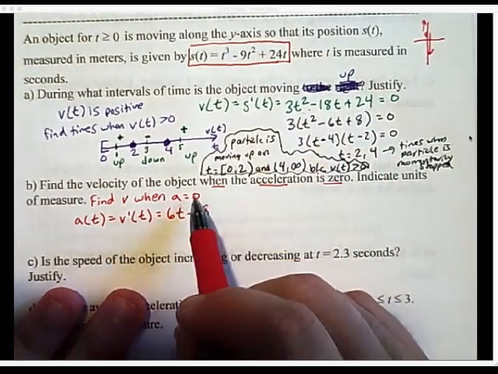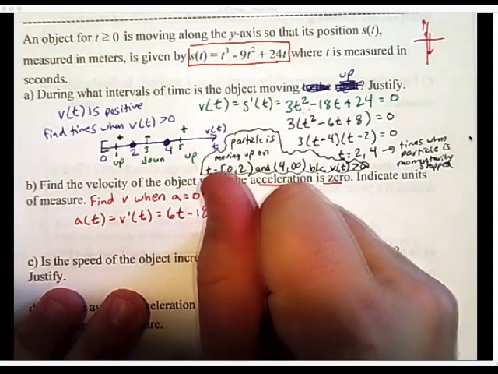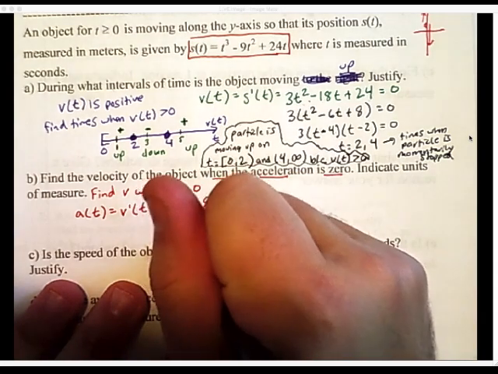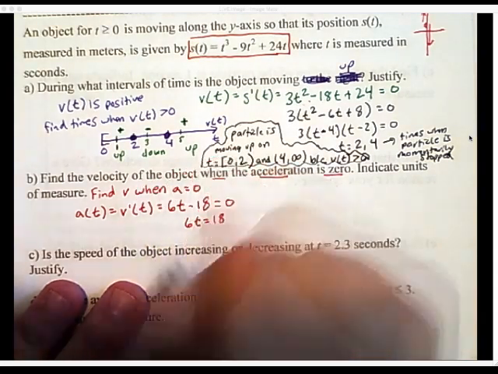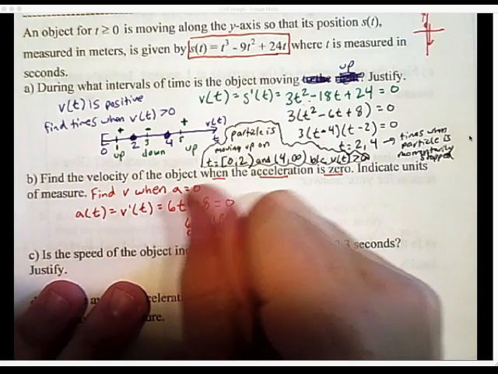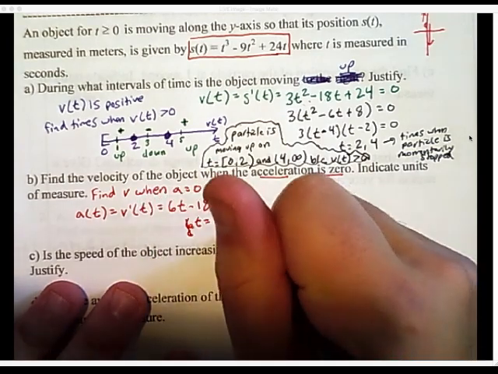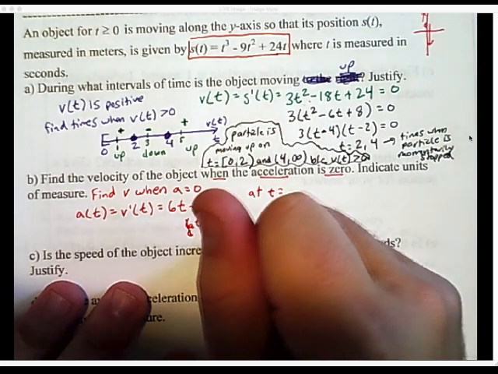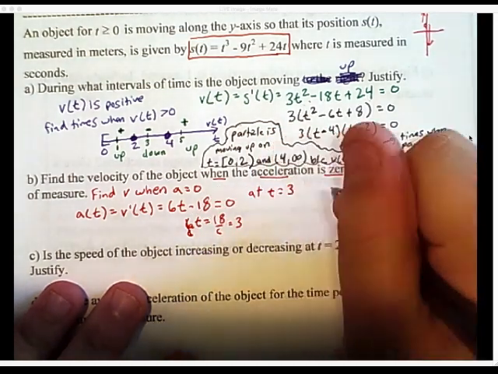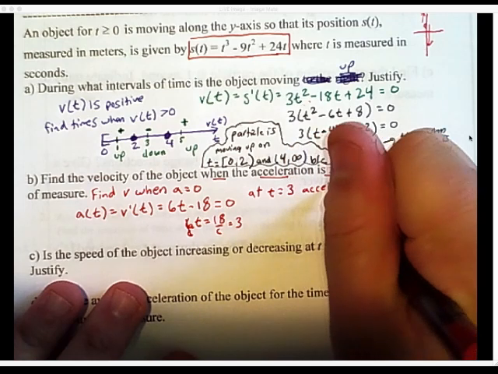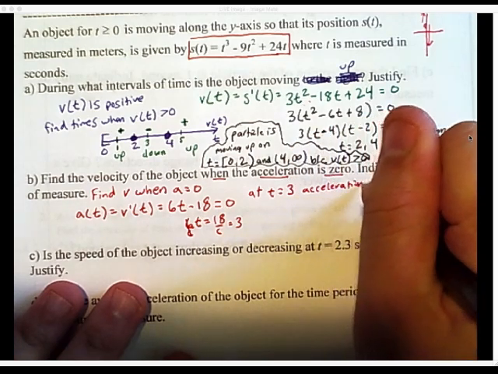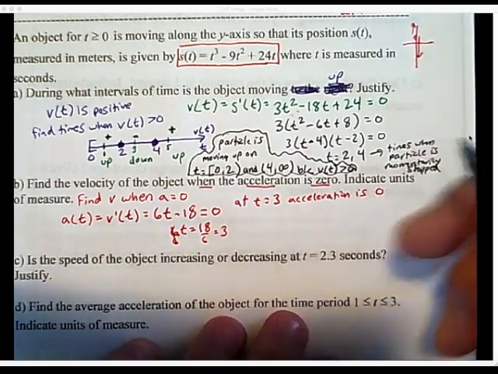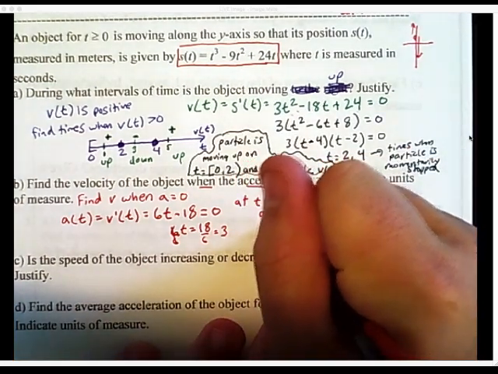So I need to set that equal to 0 to figure out when the acceleration is 0. If I just solve this, add 18 to both sides, and then divide through by 6. So at time equals, what is 18 divided by 6? It's 3. At t equals 3, the acceleration is 0. In other words, a of 3 would equal 0.